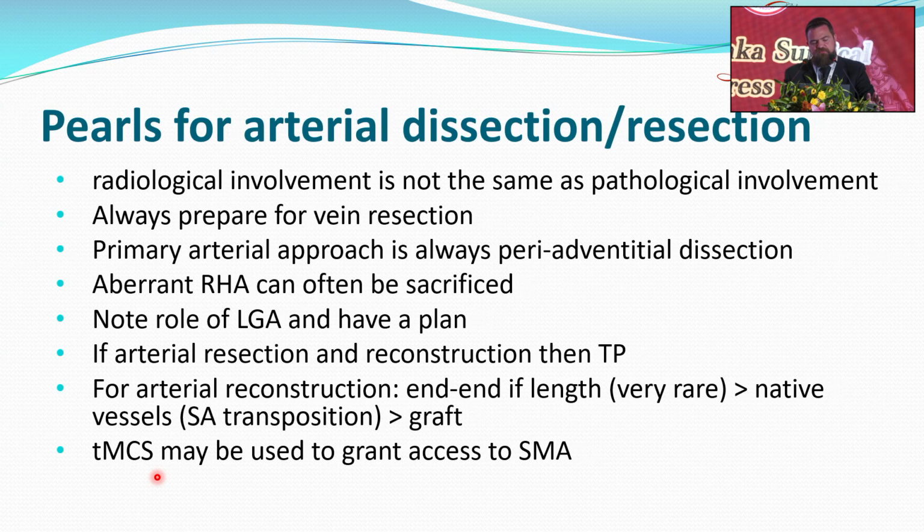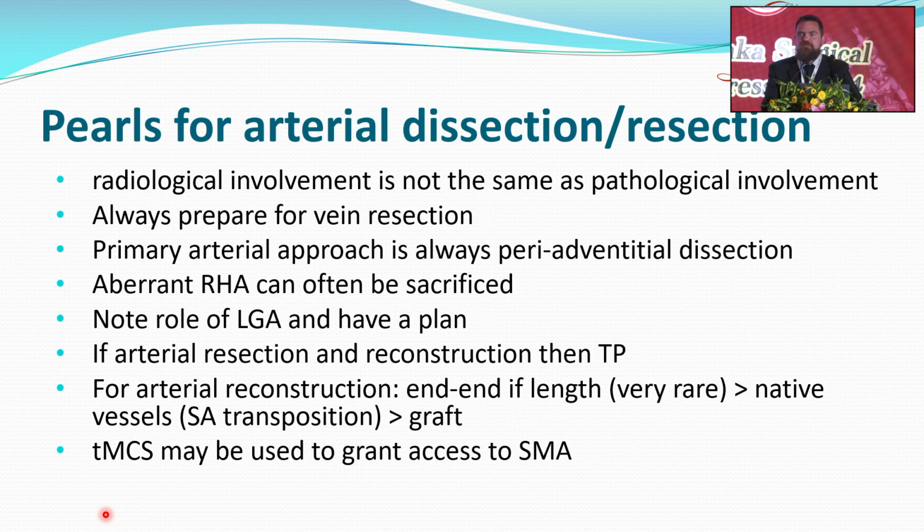So this would be a few suggestions from me when you think about attacking arteries. Radiological involvement on the scans is not the same as the pathological involvement. I'll have a few more examples for you. Always prepare for a vein resection. If an artery is involved, most likely you'll need a vein. Primary approach is always periadventitial dissection. It's always divestment. If you cannot do that, have a plan if you want to do an arterial resection.